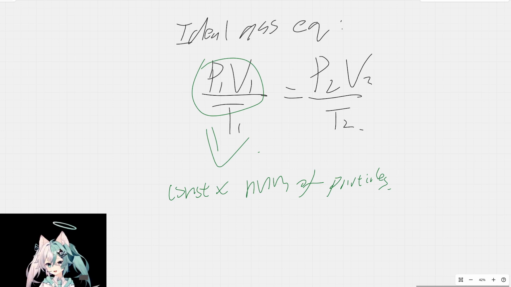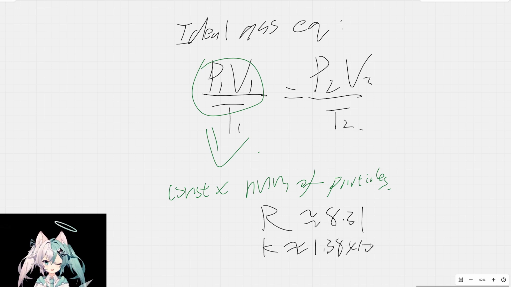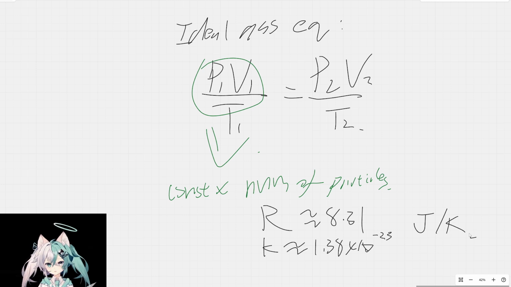So which thing is it? It's basically, if you're measuring in number of moles, then we have R, which is roughly 8.31. If we are measuring in number of particles directly, then we are multiplying by k, which is another constant, roughly 1.38 times 10 to the power of minus 23. If you want to give them a unit, it would be joules per Kelvin.